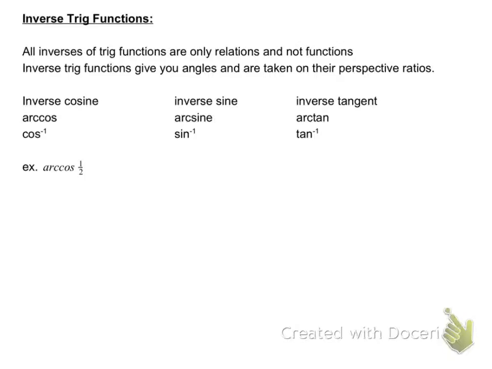This is important. Because when we take the inverse of a trig function, you are not trying to find ratios, you are finding angles. So all inverses of trig functions are only relations and not functions. Therefore, if I tried to do the vertical line test, they don't pass, because they have parts that are layered, on top of each other.